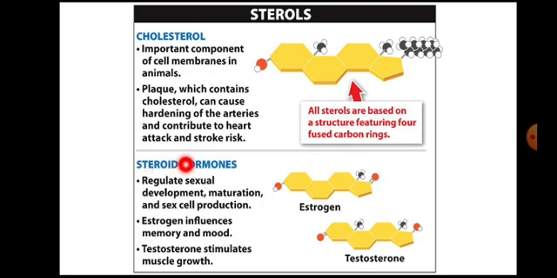Steroid hormones, these are also a type of sterols which are very important hormones. The function of the hormones is regulation of metabolism of the body, particularly in animals and plants. So they are regulating sexual development, maturation, and sex cell production, that is estrogen, which is one of the important steroids found in mammals. Estrogen influences memory and mood. Testosterone is another steroid hormone which is responsible for the stimulation of muscle growth. Likewise, there are many more like corticosteroids.